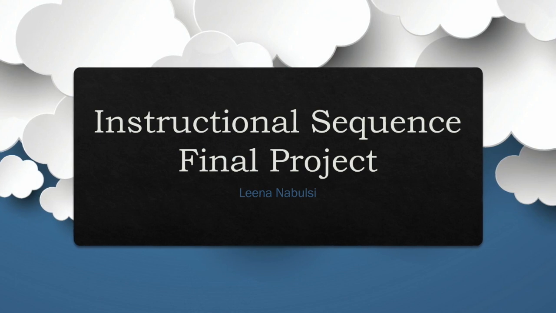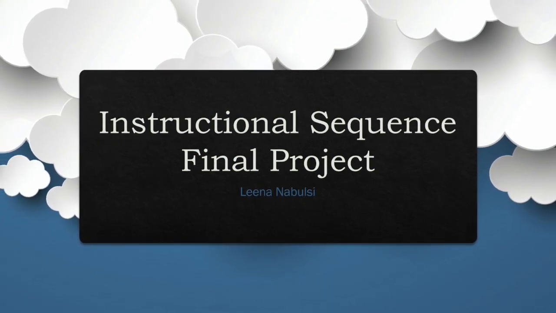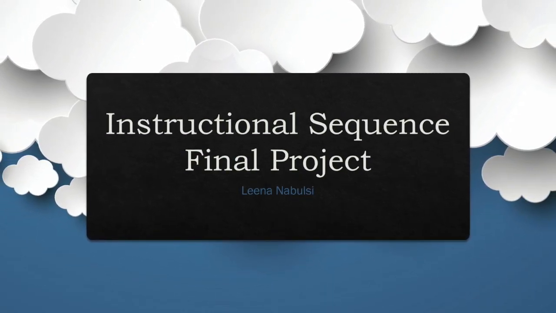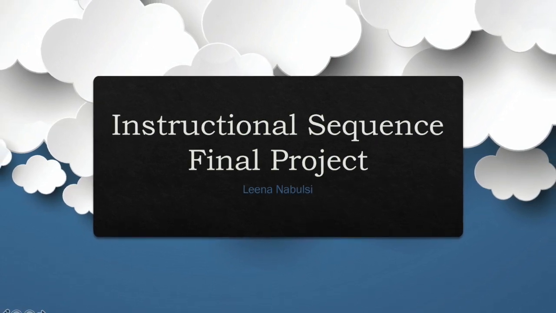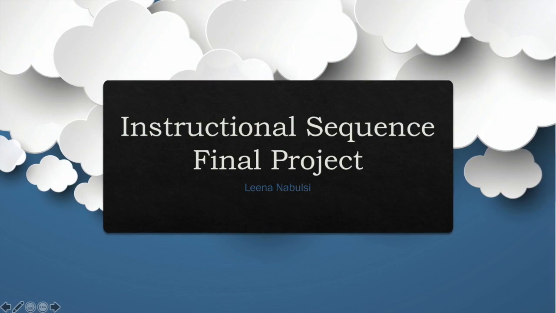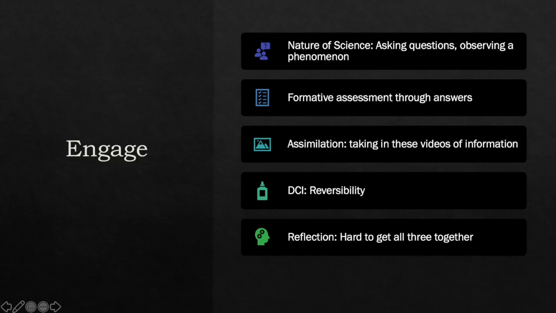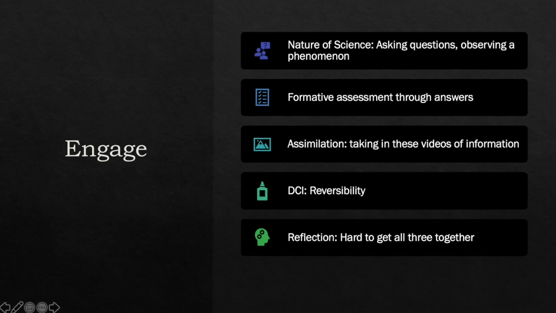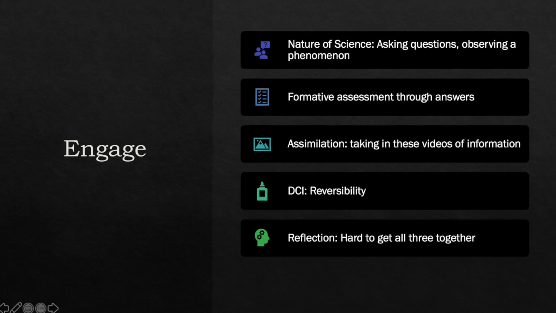This is HSPS 1-6, the Chemical Changes and Reversibility module, and the first thing to go over here is the engage. The first thing is the nature of science and the engage. The engage's nature of science is that they are asking questions and observing a phenomenon, much like scientists do, to actually ask questions and develop which ones they want to answer.